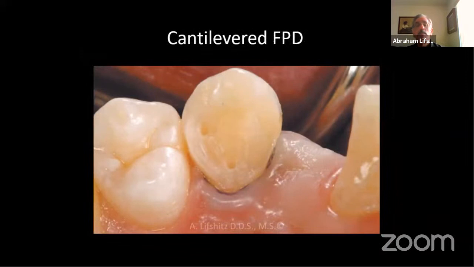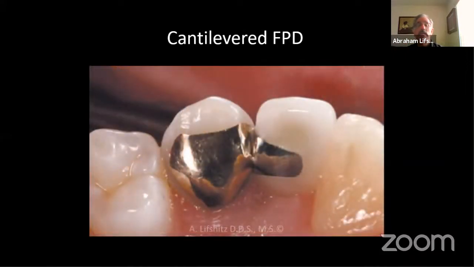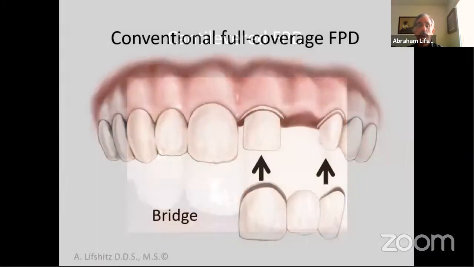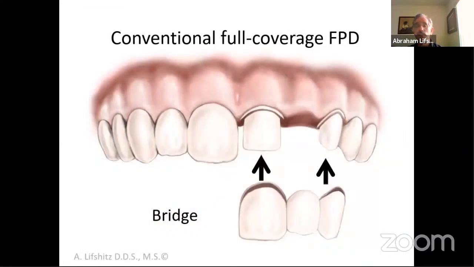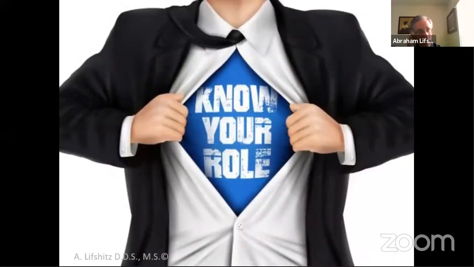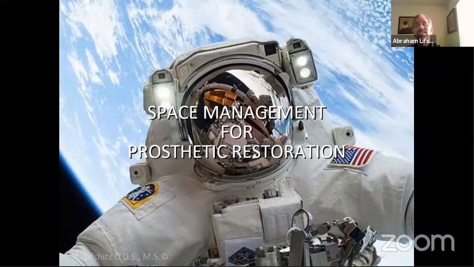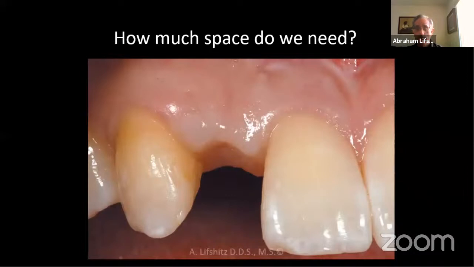Or, as Dr. Charlantine mentioned, a cantilevered FPD, in which there's a very limited prep on the canine, and it's a casted, cantilevered pontic with a very nice aesthetic result. Or a conventional full coverage FPD. So what is our role as orthodontists when we have this kind of issues? Our role is space management for prosthetic restoration. So how much space do we need?